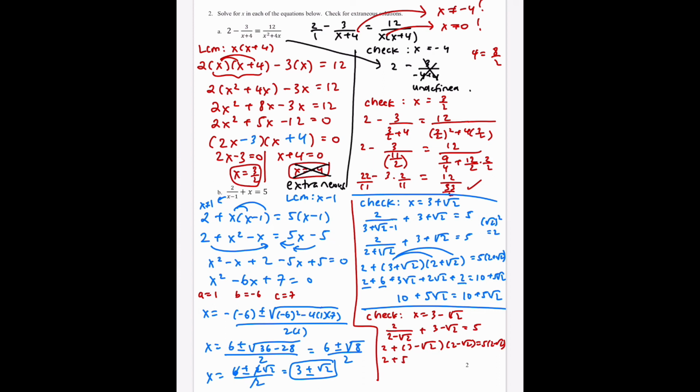This time we have negative 3 minus 2, which is negative 5 root 2. And then negative root 2 times negative root 2 is positive 2. So this is just 10 minus 5 root 2. 3 times 2 is 6. Made a mistake there. So 2 plus 6 plus 2 is 10, minus 5 root 2, is equal to 10 minus 5 root 2. And it works. And so these are not extraneous. And we're done.